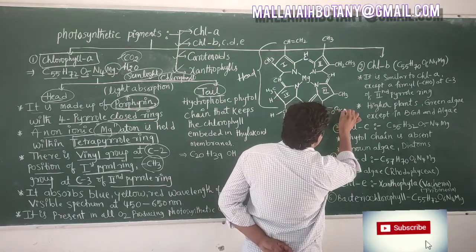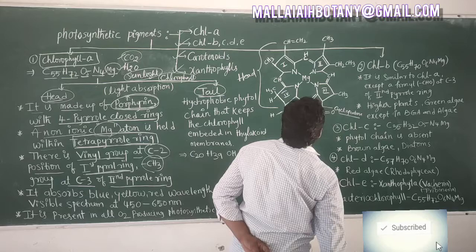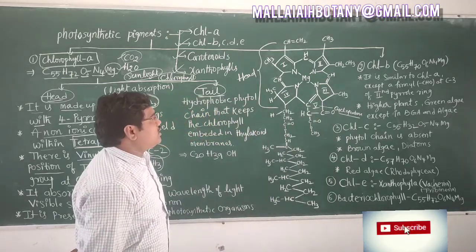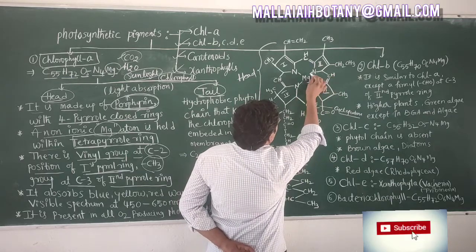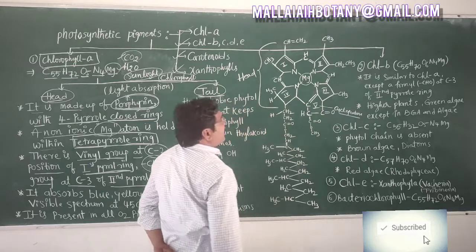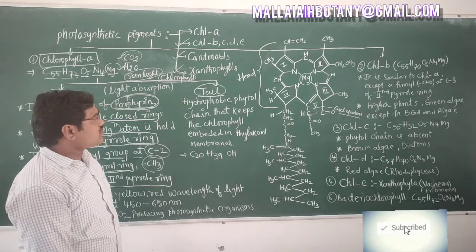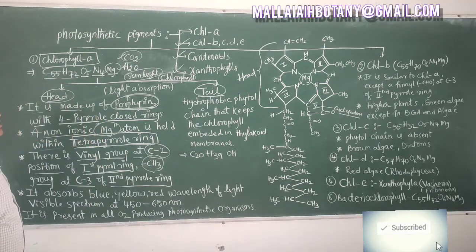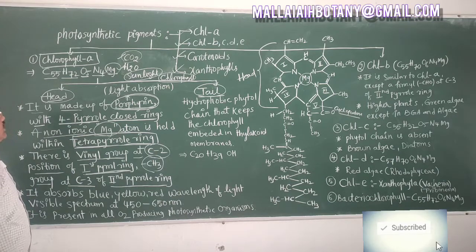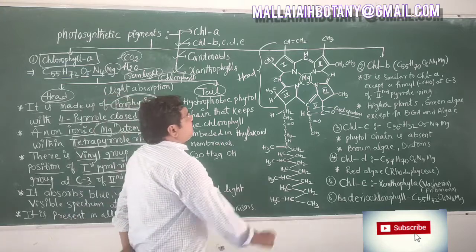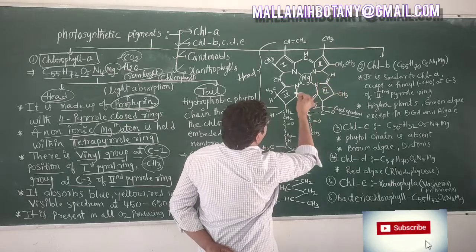The cyclopentanone ring is also present in the porphyrin ring. These 4 pyrrole rings are connected by the magnesium atom. This is the magnesium present in the chlorophyll structure. So, what are the main differences between chlorophyll A and chlorophyll B? In chlorophyll A, there are 4 pyrrole rings: this is the first pyrrole ring, this is the second, third, and fourth.